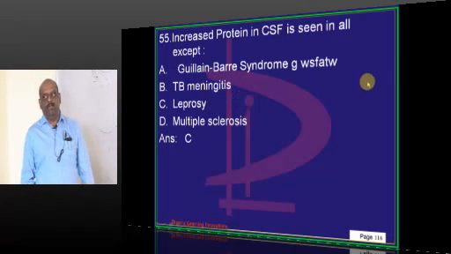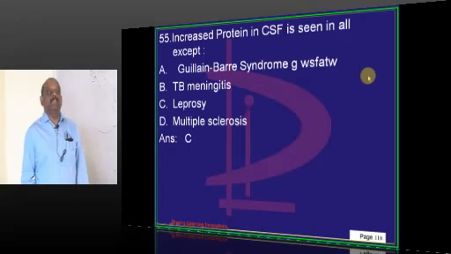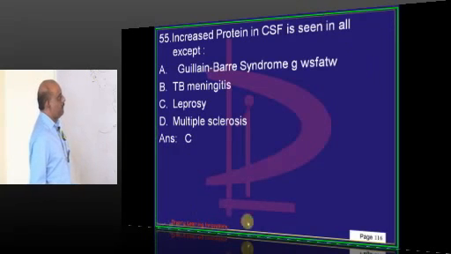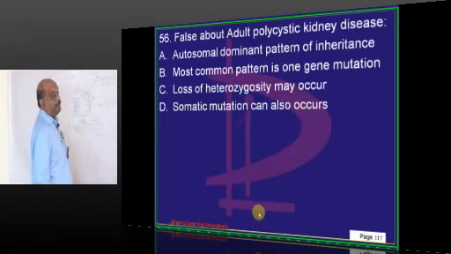Then GBS also you have albuminocytologic dissociation. Albumin increases but cells will not increase. In case of GBS, Guillain-Barré syndrome, and even in multiple sclerosis.